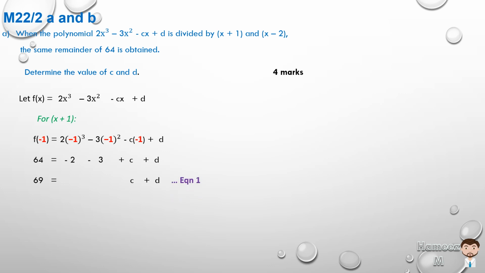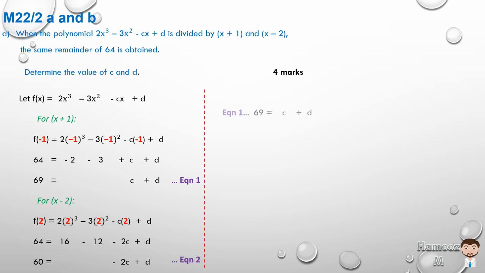And similarly, for the next linear factor that we're using as a divisor, x minus 2, we consider it to be equal to 0, so x is equal to 2. So we'll do that substitution. f of 2 is equal to 2 by 2 cubed, minus 3 by 2 squared, minus c by 2 plus d. So we substitute because we know the remainder is 64. So 64 is equal to 2 cubed is 8, 8 2s are 16, minus 2 2s are 4, by 3 is minus 12, minus 2c plus d. And 16 minus 12 is 4. When we carry it across, it will be 64 minus 4 is 60, is equal to minus 2c plus d. And we'll call that equation 2.